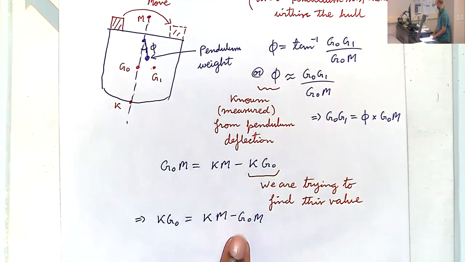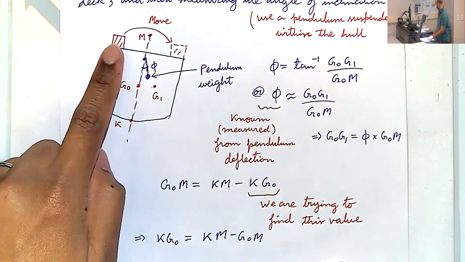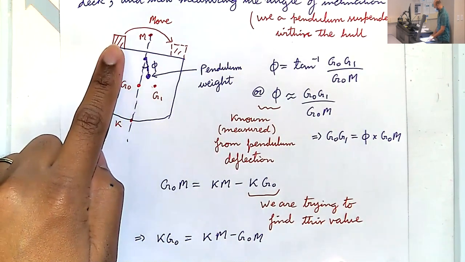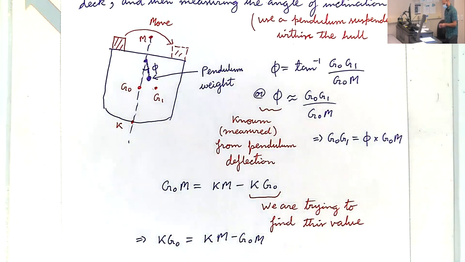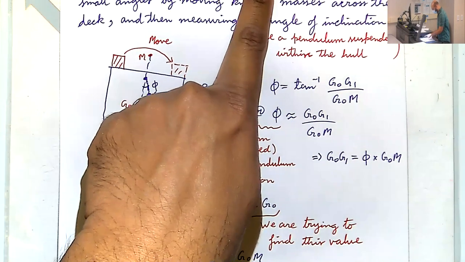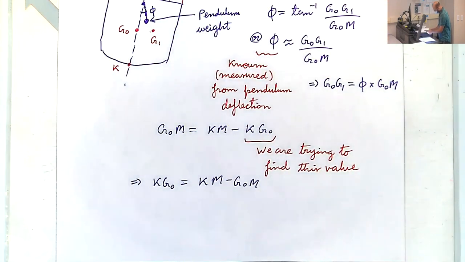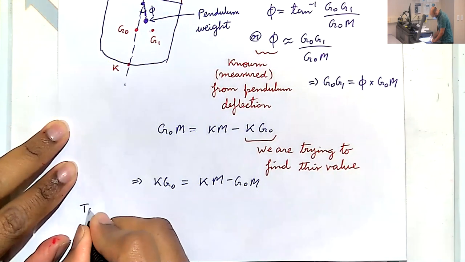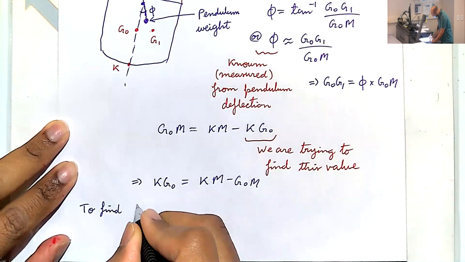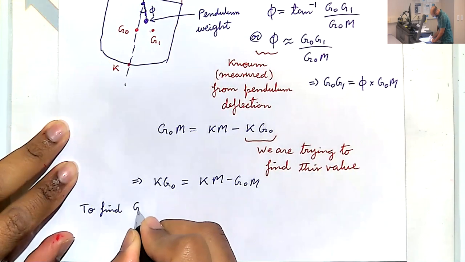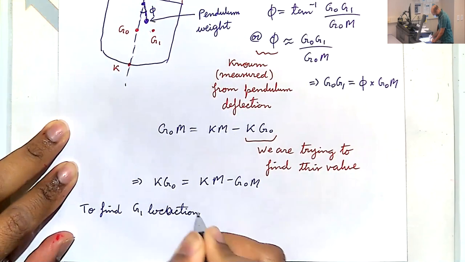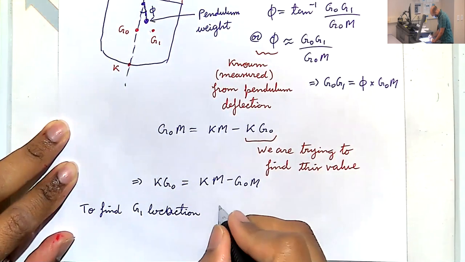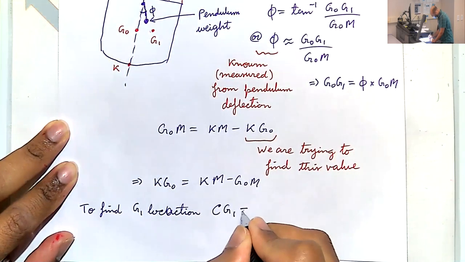Okay, G0 is a light ship, meaning before we added on significant cargo. Okay, let me write out a few more things. So we want to find the G1 location. We basically want C, G1, okay.